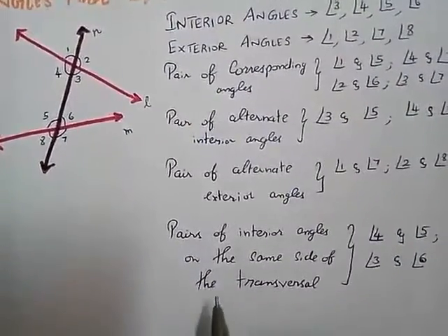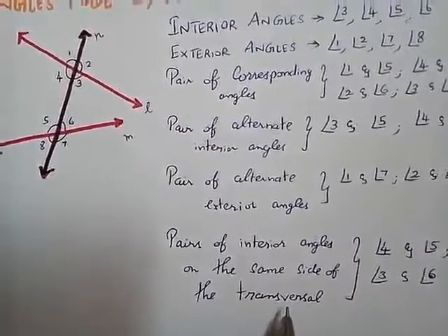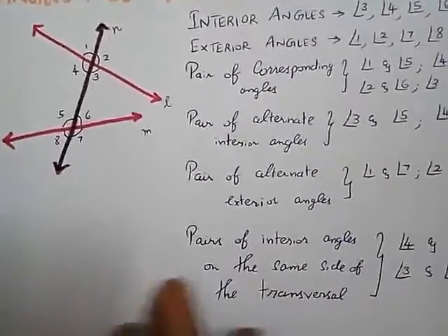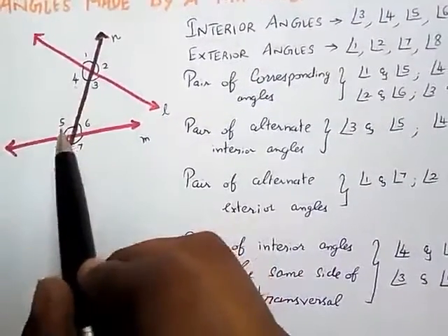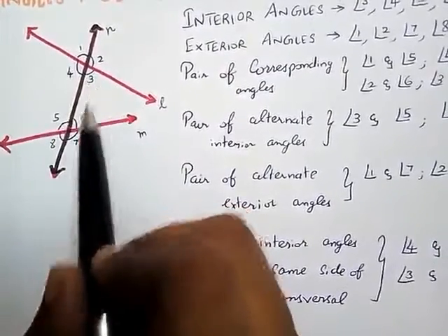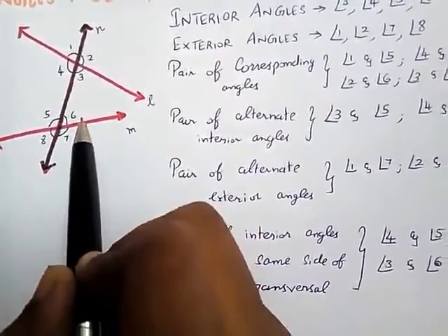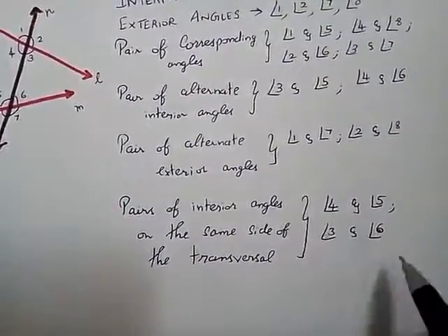Likewise, the last term, pairs of interior angles on the same side of the transversal. As you can already see from the diagram, angle 4 and angle 5 are a pair of interior angles on the same side. Likewise, angle 3 and angle 6 are a pair of interior angles on the same side. So this includes angles 4 and 5, and angles 3 and 6.